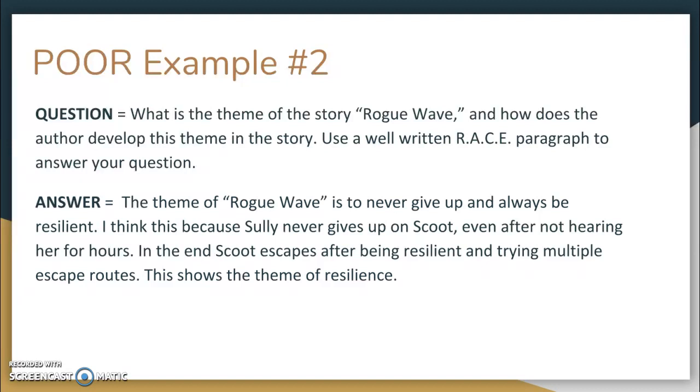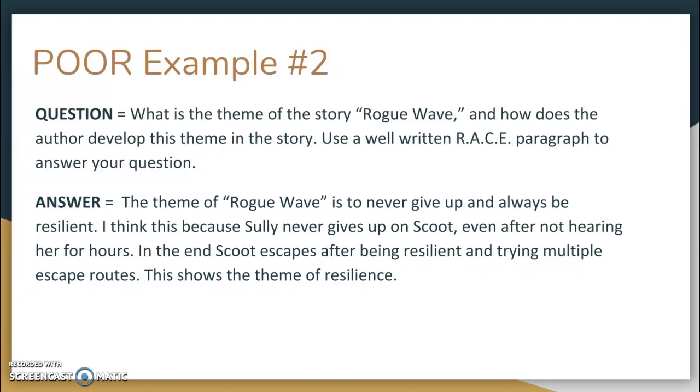The theme of Rogue Wave is to never give up and always be resilient. I think this because Sully never gives up on Scoot, even after not hearing her for hours. In the end, Scoot escapes after being resilient and trying multiple escape routes. This shows the theme of resilience.